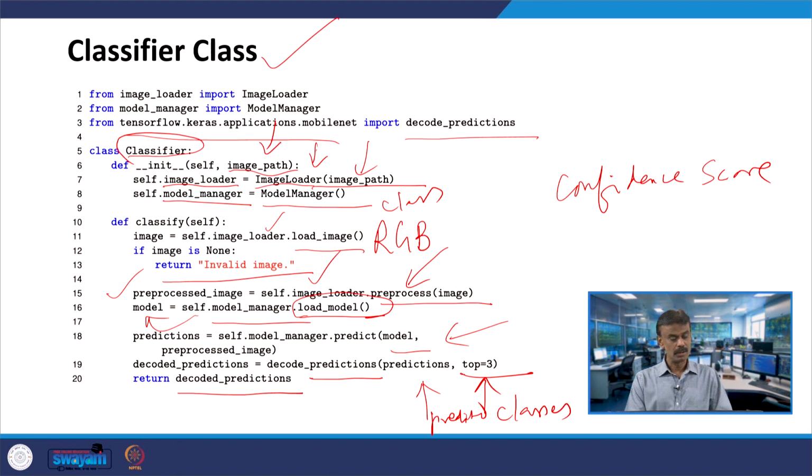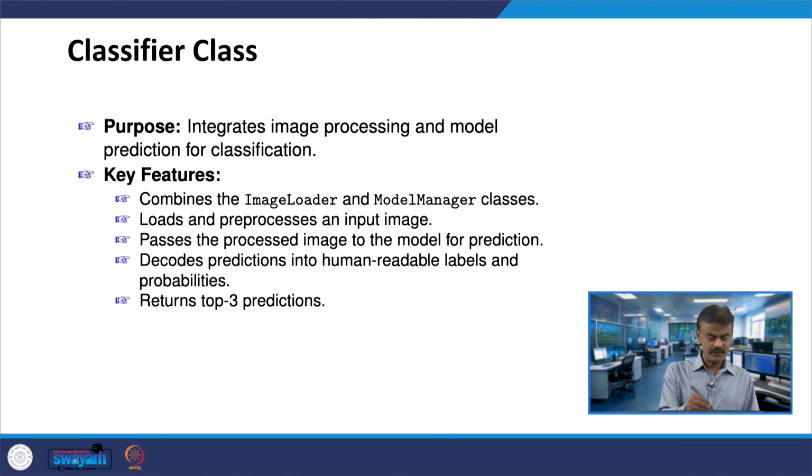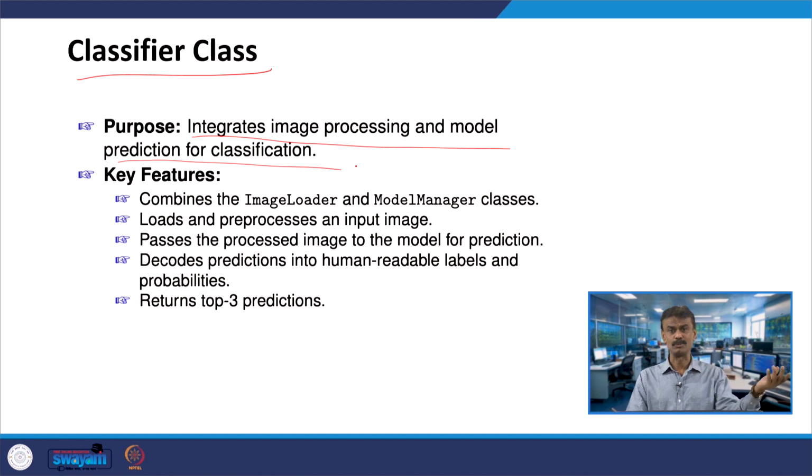So, this is what the classifier class will do. The classifier class integrates image processing and model prediction for classification. Mainly this is the computer vision problem of image processing, useful for model prediction for classification.